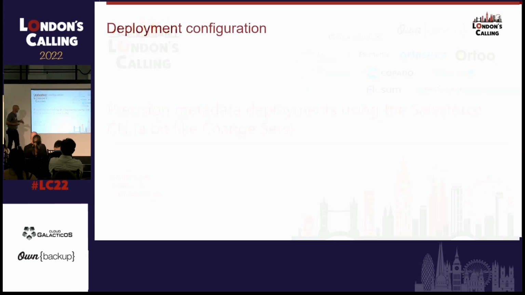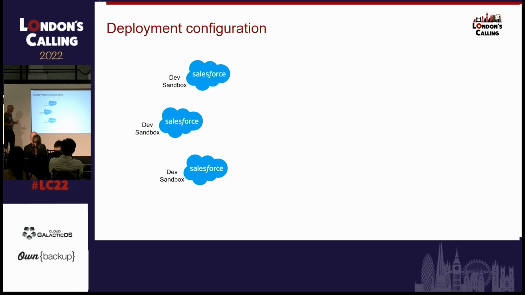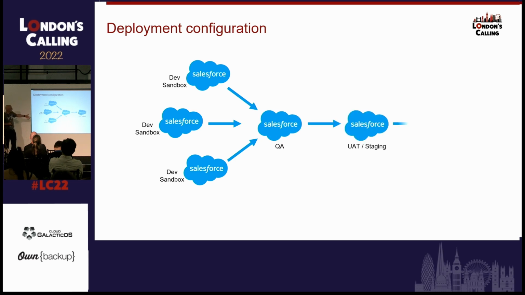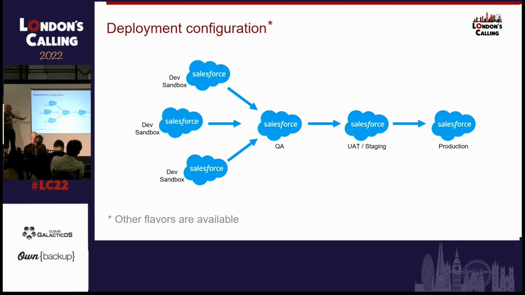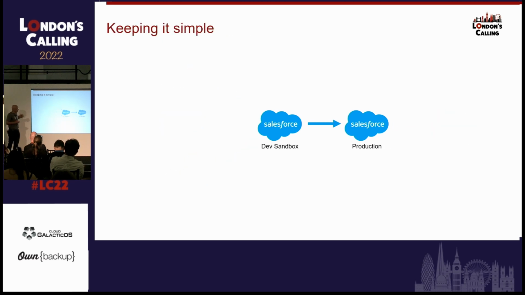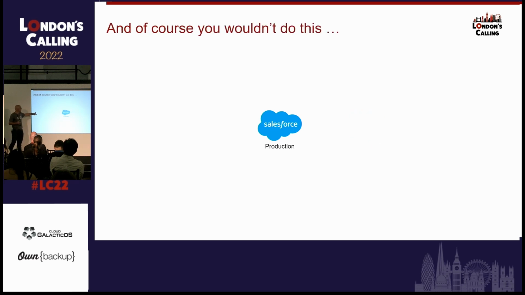So let's look at what you would normally do with a deployment configuration if you're using change sets. Typically, you're going to have some sandboxes. You might have, and this is quite a complex one, a QA org, a staging org, or whatever, and you use that as your development environment. And there are other flavors available for our American friends who have a different spelling. So that's a simple thing. Or you might have something very, very simple like this. Of course, you wouldn't do that, would you?